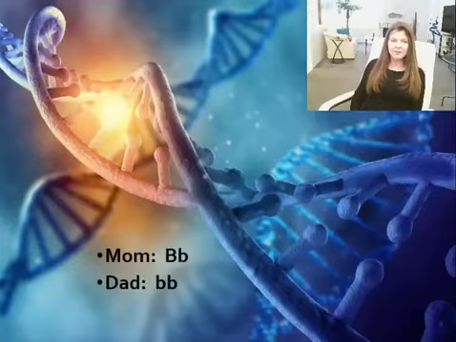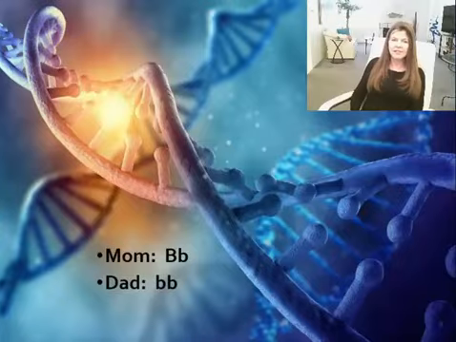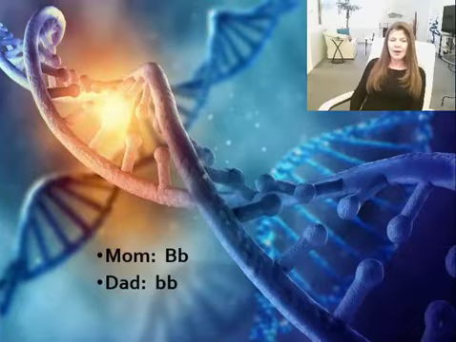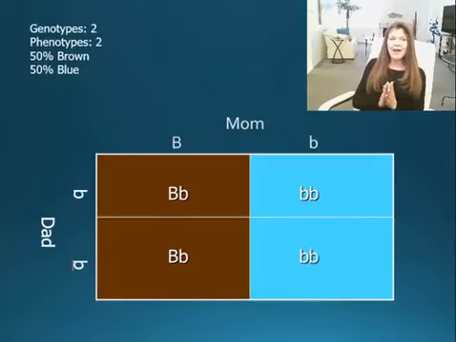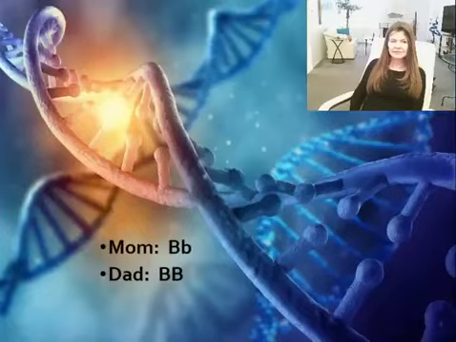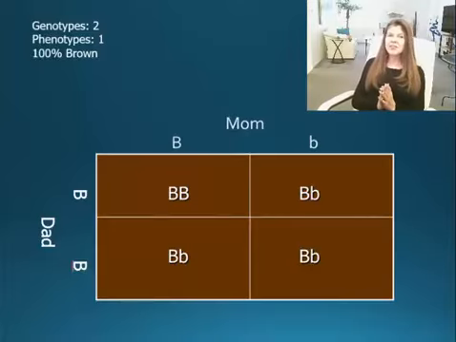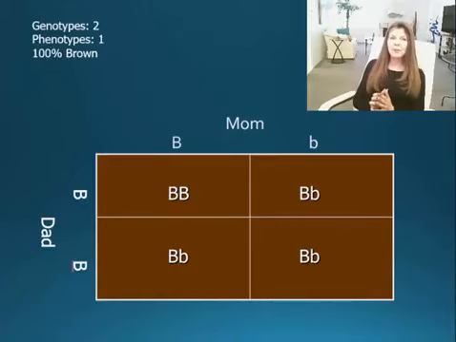Let's try another example. So notice here that the mother's genotype is capital and lowercase b, dad's is 2 lowercase b's. Go ahead and pause the video. Okay, so now we've got 2 possible genotypes, 2 possible phenotypes, 50% blue eyes, 50% brown eyes, right? And one more. And finally, we have 2 possible genotypes, but only 1 possible phenotype, meaning that we would predict 100% of the offspring of this couple to have brown eyes.